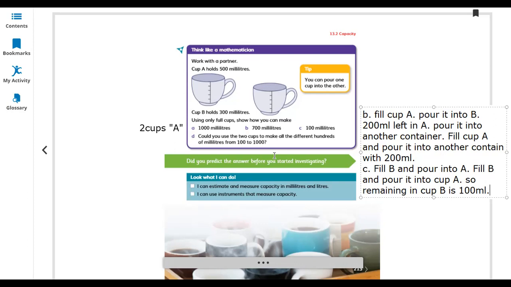Question D, could you use the 2 cups to make all the different hundreds of milliliter from 100 to 1000? Yes, it's possible, obviously. They can be made as follows: different answers like 100 milliliter, 200 milliliter, 300, 500, twice, meaning double, then 3 times. Like this you can make it when you're using the same cup again and again.